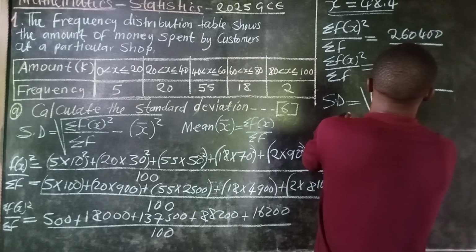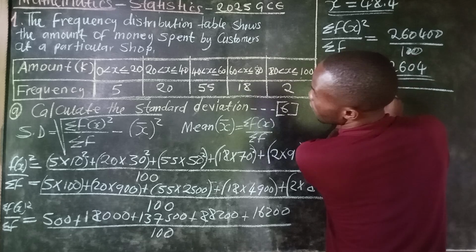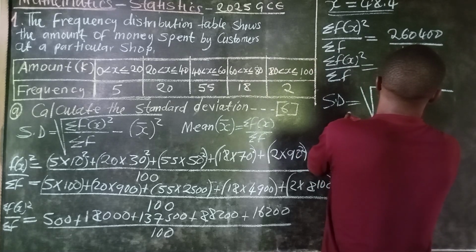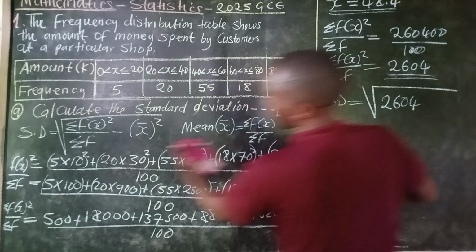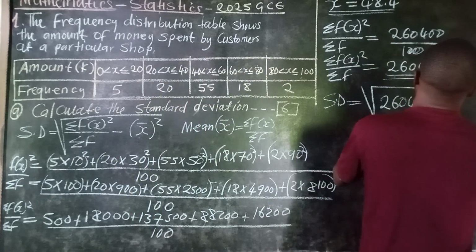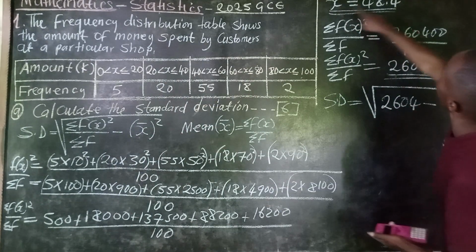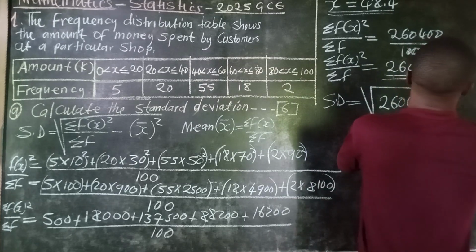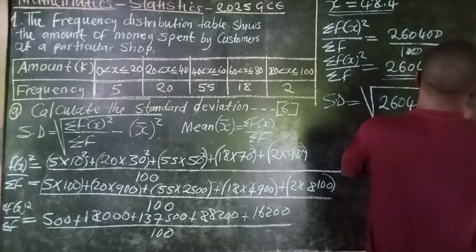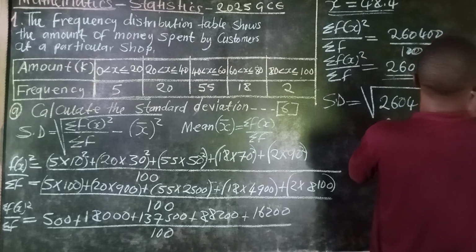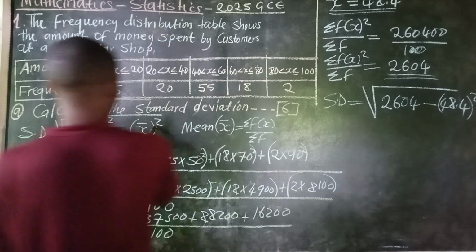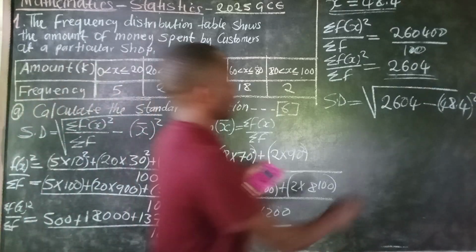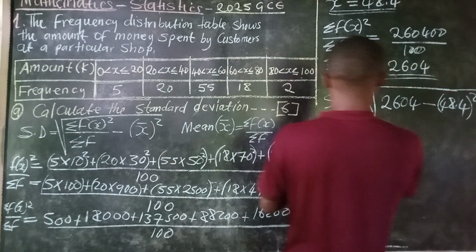So we are saying 2,604. Then minus the x bar we have found. Okay, x bar is what? 48.4. But remember, this one is a square. There is a square in the formula there. So you need to put a square there. So now from there, you can proceed.